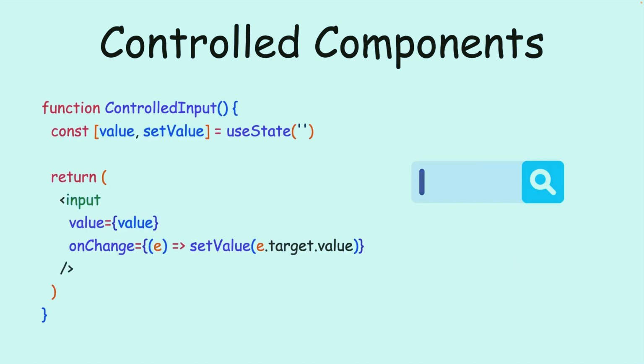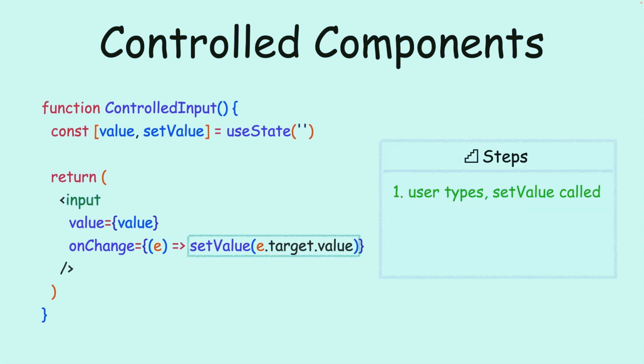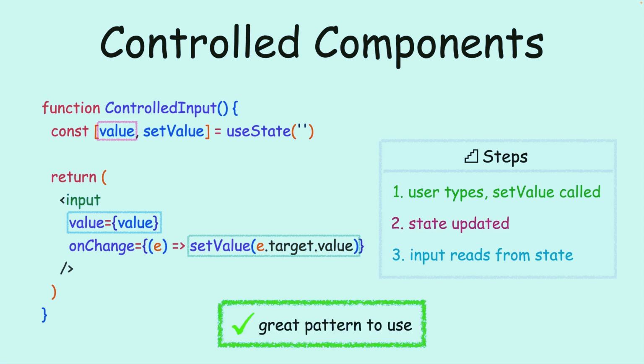Here's an example of a controlled component where the value typed into the input is being put into state and controlled by the state variable value. Here's how it works. The user types, and setValue puts what the user typed into state. The state value is then updated, and finally, the input uses that updated state as its value. Controlled components are a great pattern to use because if we want to change the component's behavior, we just need to change the state that controls it.